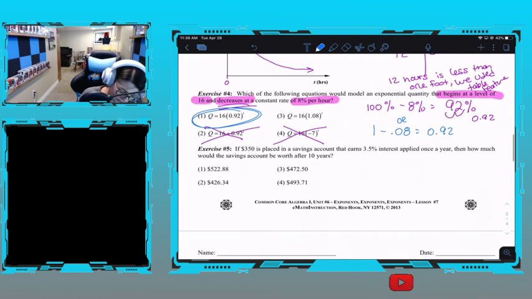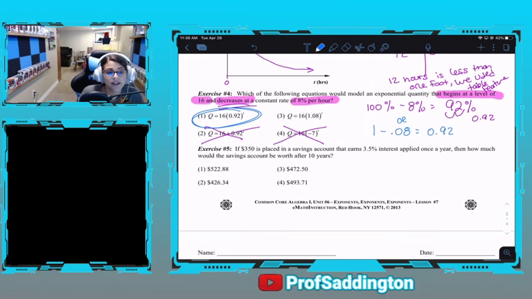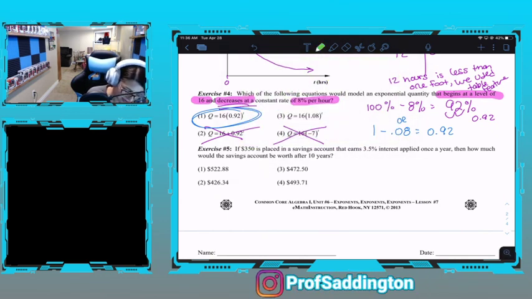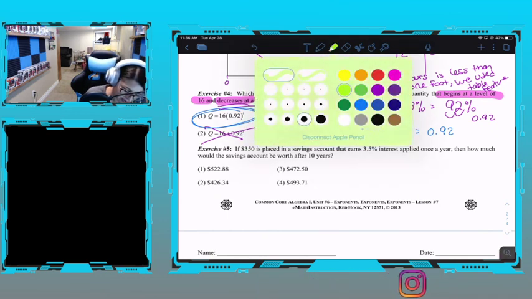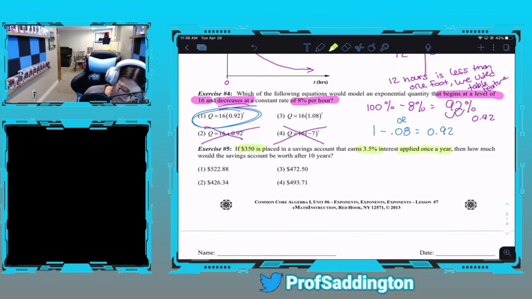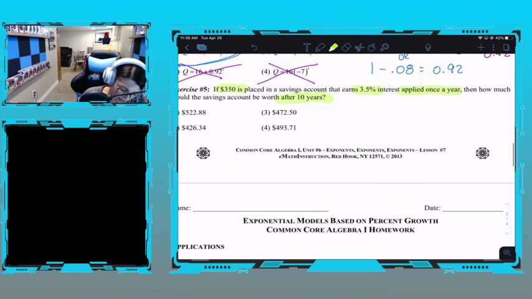All right. If $350, that sounds important. $350, oops, that's not even the highlighter. Okay. Let's try this again. $350 is placed in a savings account and earns 3.5% interest applied once a year. Then how much will the savings account be worth in 10 years? This is a great question.